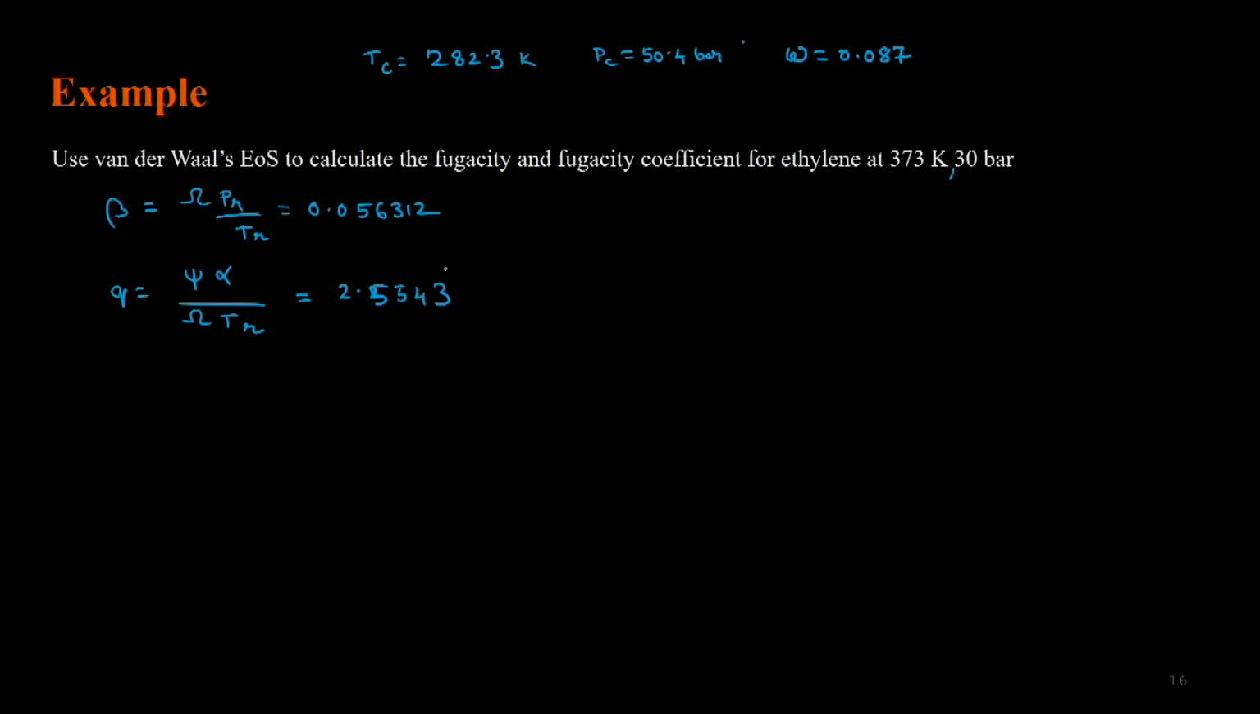Now once I have beta and Q, the next thing we want to do is calculate the compressibility factor at the given conditions. To calculate the compressibility factor, if you recall, what we did was to solve the cubic in Z, and the cubic in Z had this form.